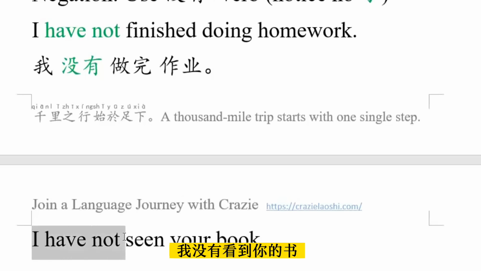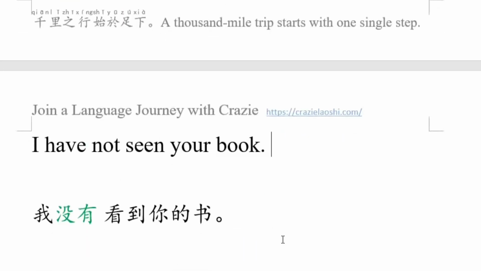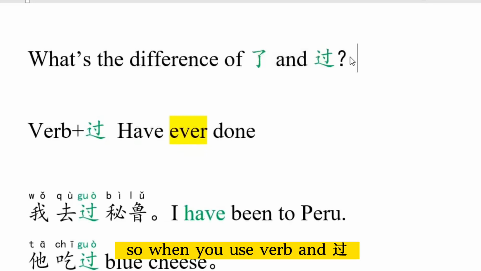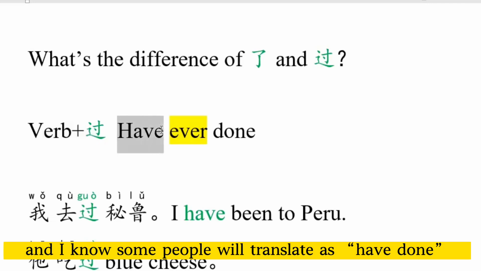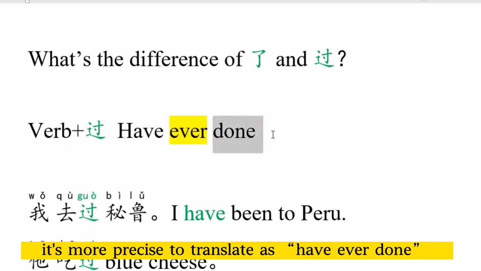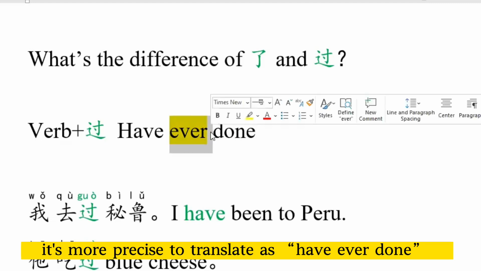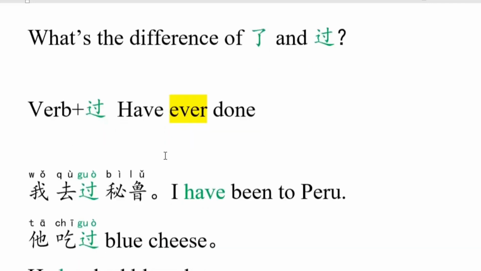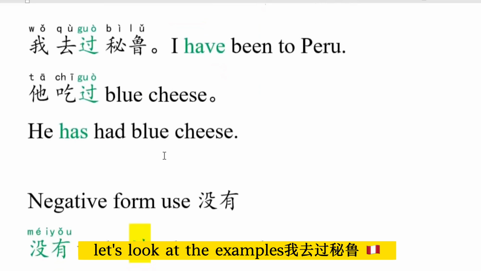我没有看到你的书. 你答对了吗? Let's talk about the difference with le and guo. So when you use verb and guo, and I know some people will translate it as have done, but I think it's more precise to translate it as have ever done. Usually it's have you ever done an activity in your life or in the past 10 years?